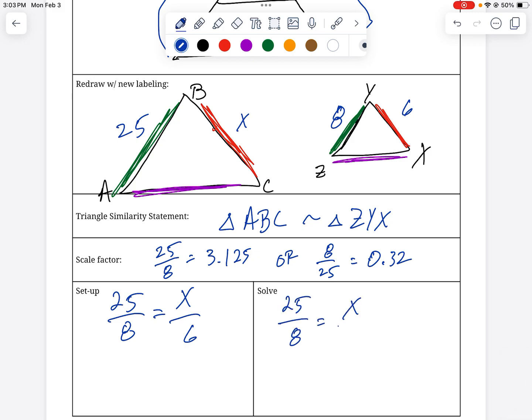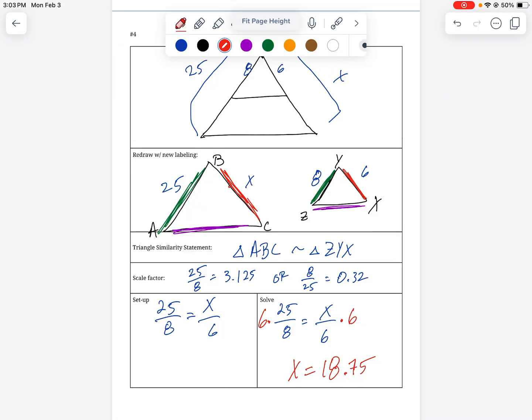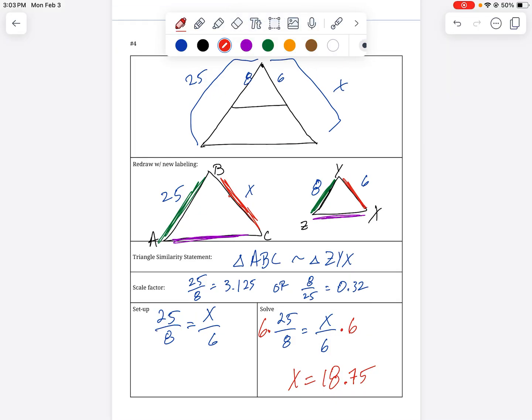So to do the work, I can just multiply by 6 right away and do 6 times 25 divided by 8, and I get 18.75. All right, when you see an overlapping triangle problem like this, it's helpful to take them apart. You may have to take them apart on an assessment, okay, and just break it down that way.